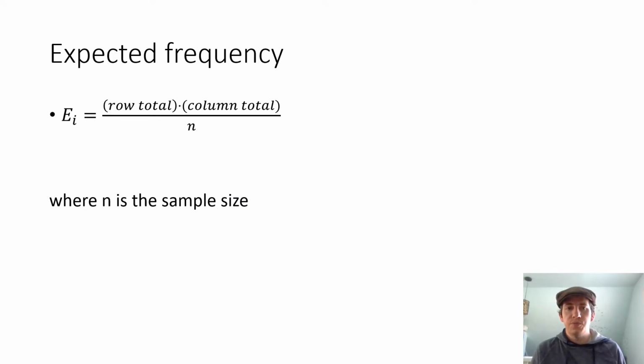Okay, so the expected frequency is something that we're going to need in order to use the chi-squared test, just like in the previous chi-squared test. And here, the expected frequency is going to be equal to the row total times the column total divided by n, where n is the sample size. We need the expected frequency because we're going to do chi-squared, and it's going to look very similar to the chi-squared from the previous section.